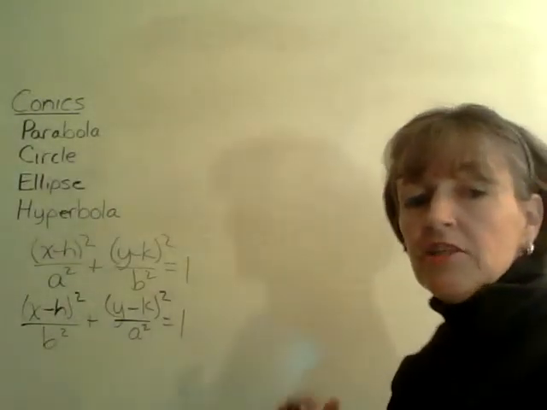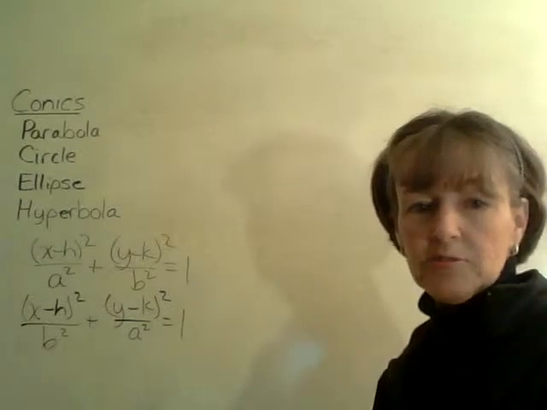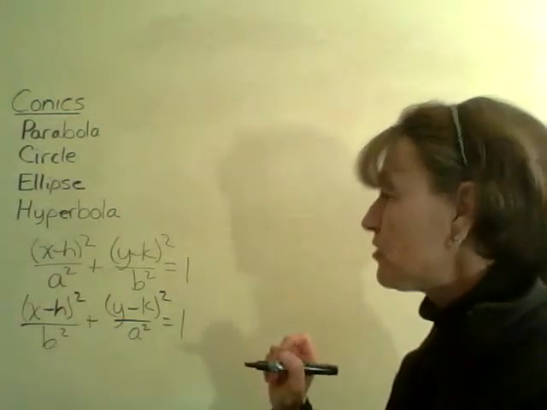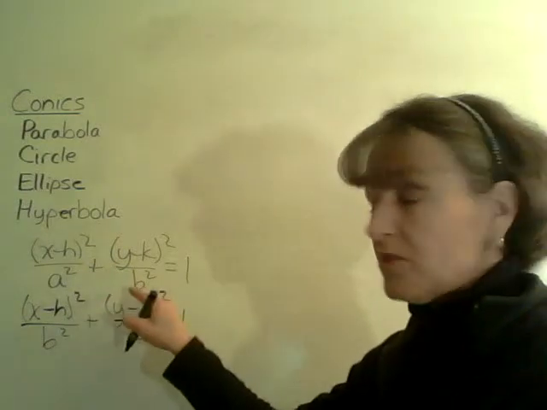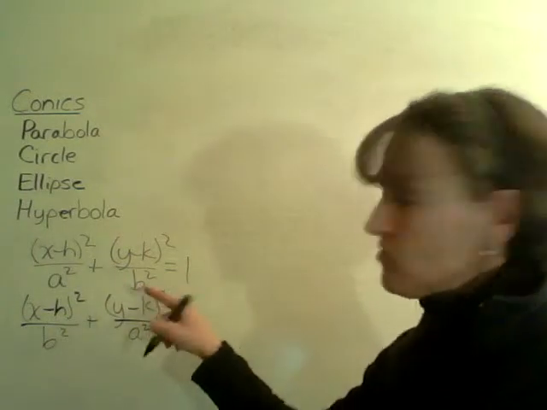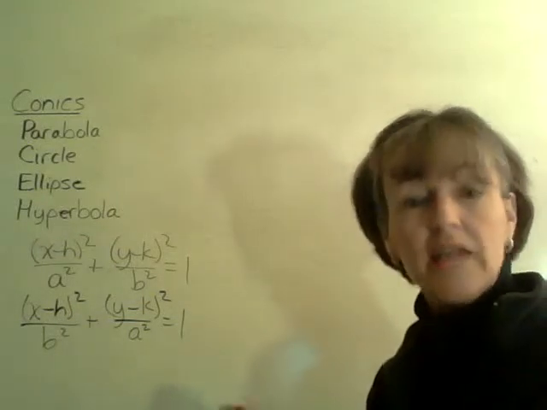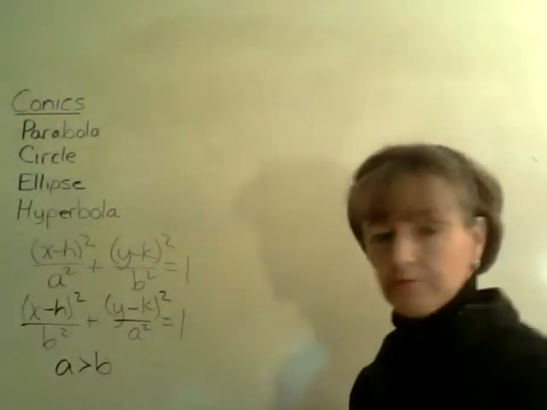Okay, so the important thing to note in ellipses is that you have these numbers in the denominators that are squared, but they have to be different. If they're the same, you have a circle. So they're different, and the way to tell which one is a and which one is b is that a is always bigger. So it is important to note that a is bigger than b.